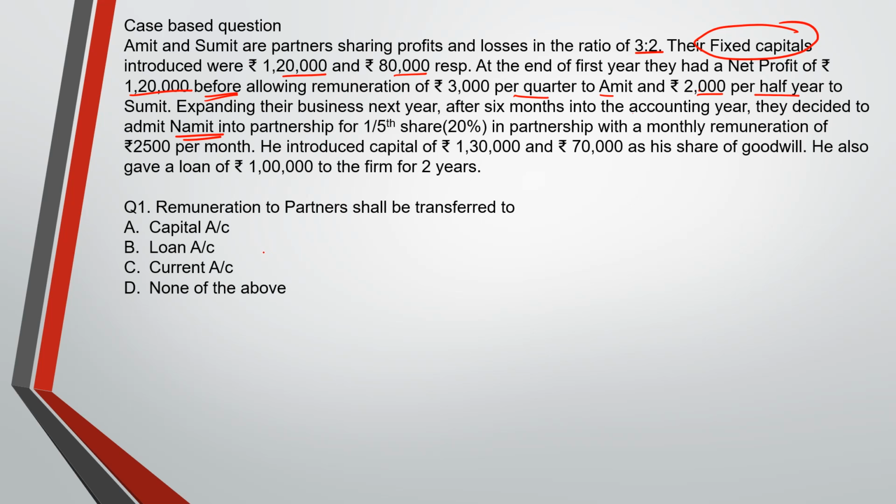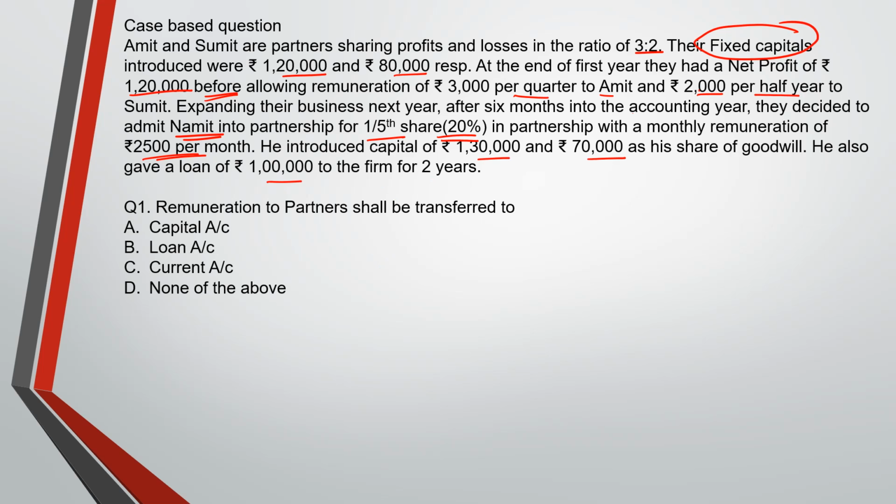Namit is a new partner being admitted for 1/5 share, that is 20% in partnership, with a monthly remuneration of 2,500 per month. He introduced capital of 1,30,000 and 70,000 as a share of goodwill. He also gave a loan of 1 lakh to the firm for 2 years. So this is the case that we are encountered with. Now, let us look at the first question.